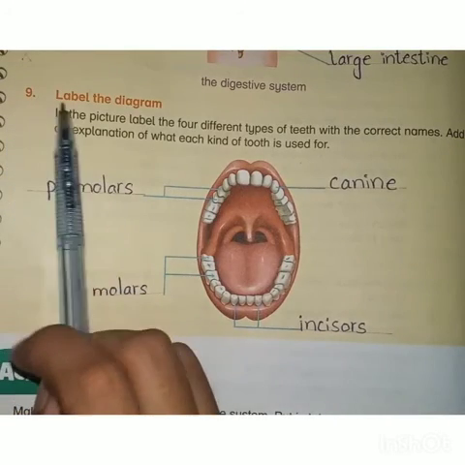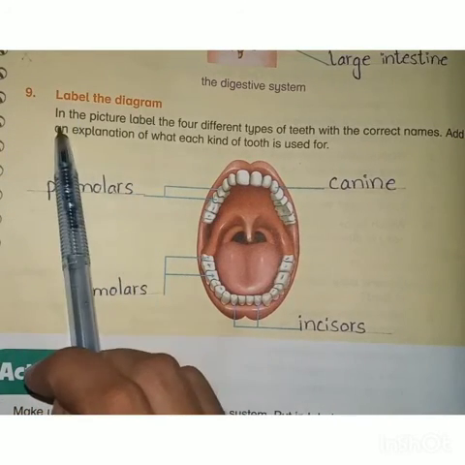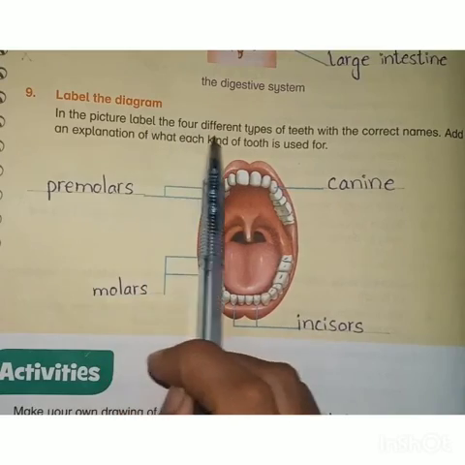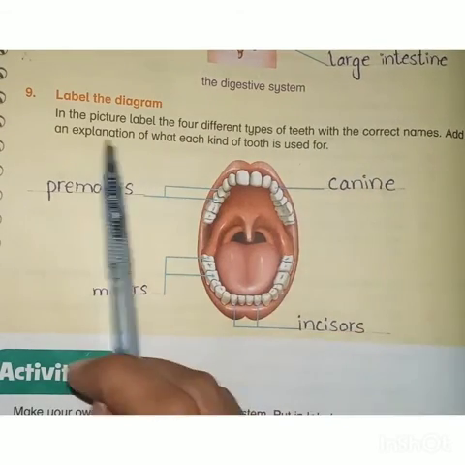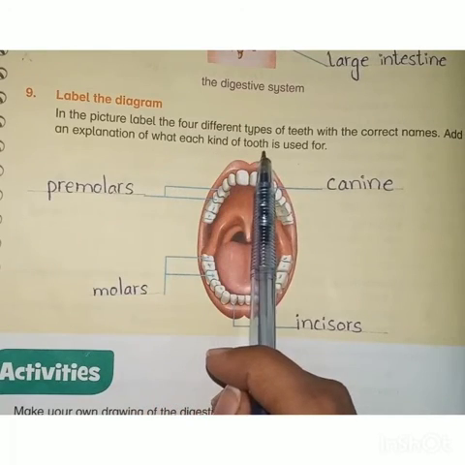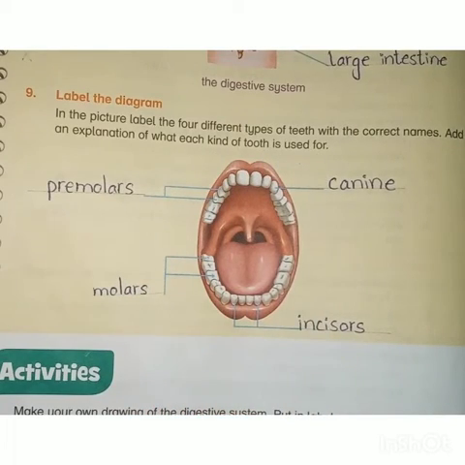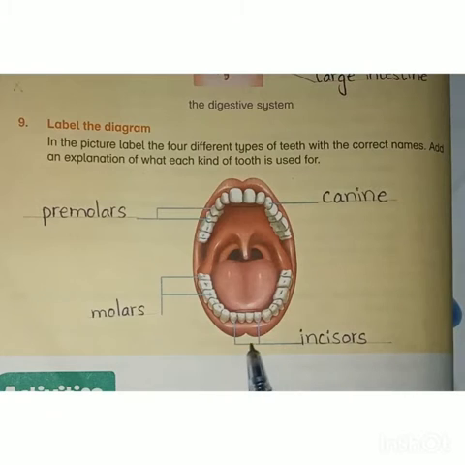Now question number 9 is label the diagram. In the picture, label the 4 different types of teeth with the correct names. Add an explanation of what each kind of tooth is used for. This is the picture of our mouth, and as we know, we have 4 different types of teeth: incisors, canines, premolars and molars.